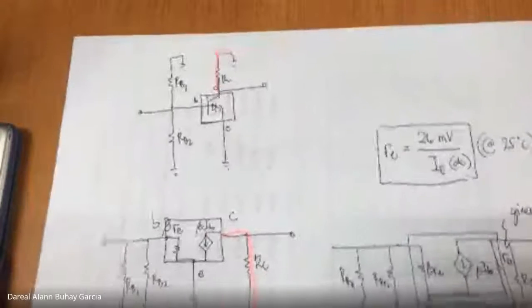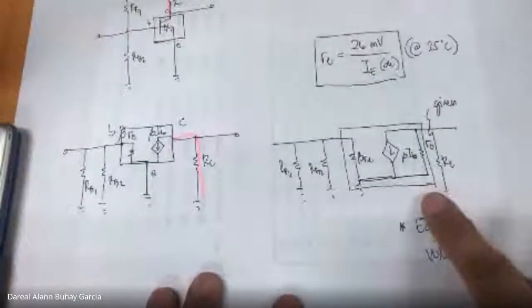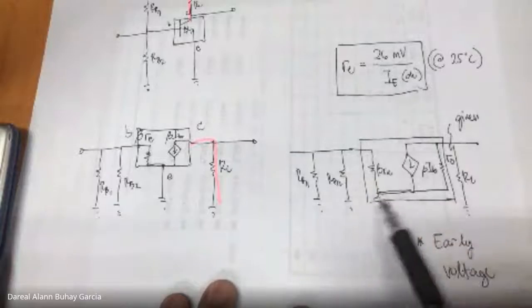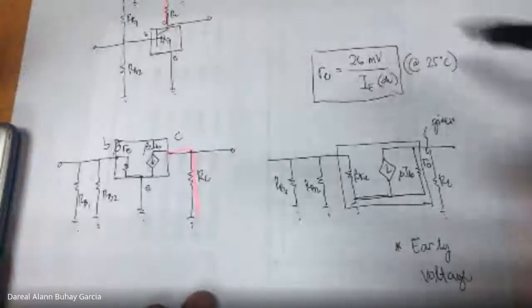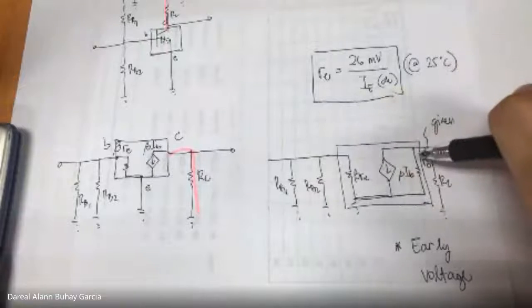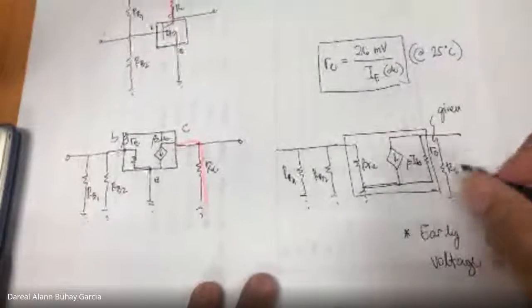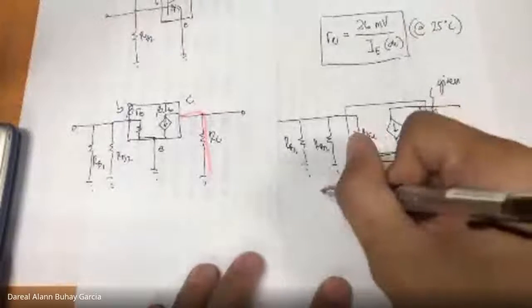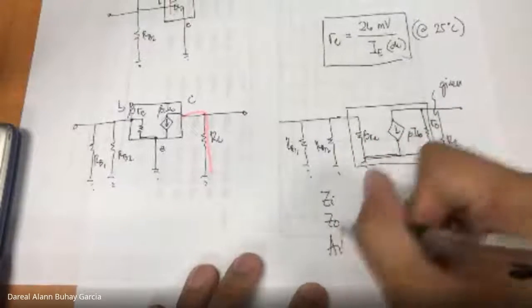Next is the last step. After obtaining the equivalent circuit of our configuration and replacing our transistor with an accurate model, we can solve for the circuit parameters or the amplifier parameters ZI, ZO, and AV. And that's it.